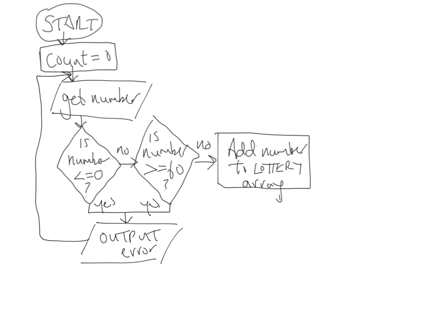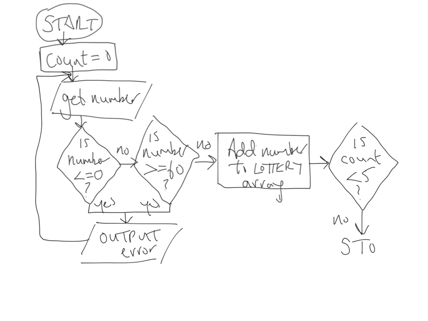And when it's been added to the lottery array, I'm just going to check and say, is count less than 5? Because I want this to run 6 times. And if the answer is no, I will stop, because that means that count has become 5. And if you think 0, 1, 2, 3, 4, 5, that's 6 different numbers.